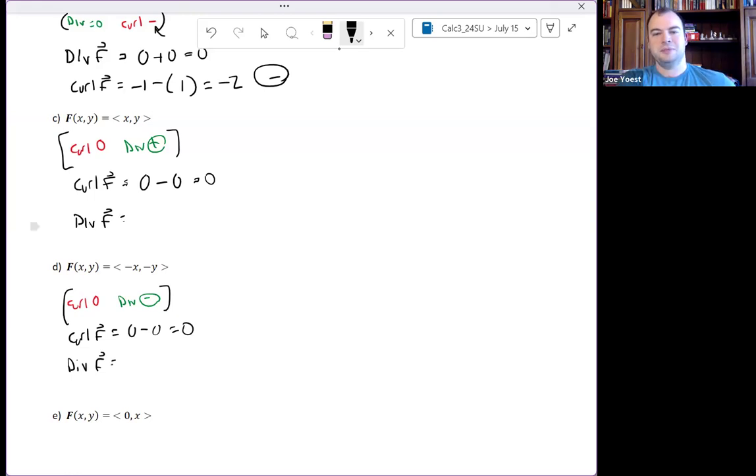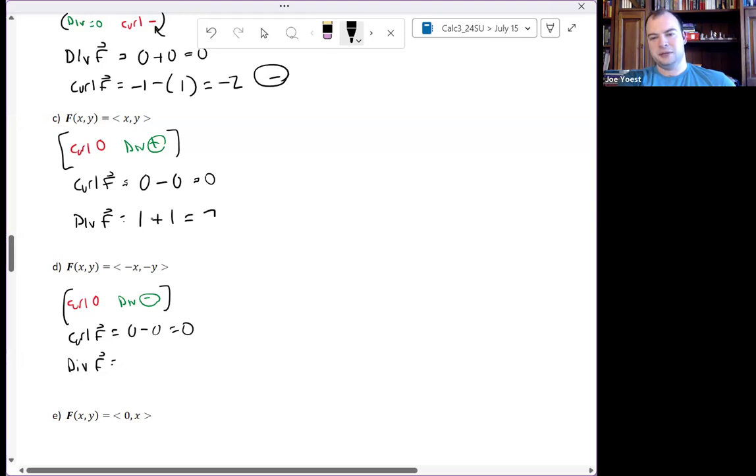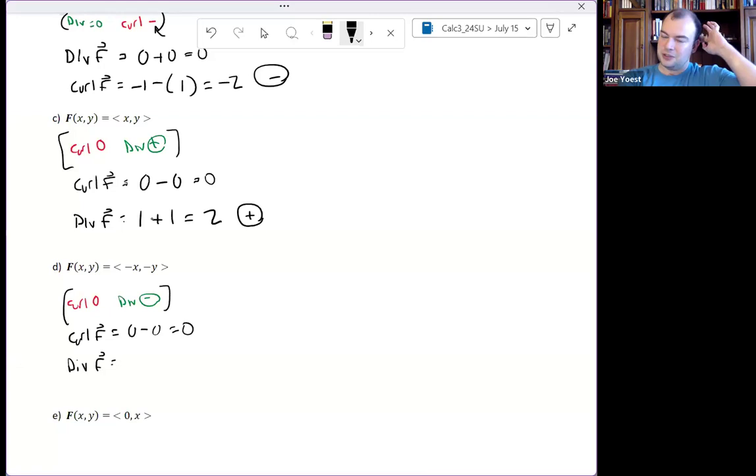And the divergence for the first one, dp dx, the derivative of the first with respect to x is 1, plus the derivative of the second with respect to y is 1. The divergence is 2, it's positive. Again, it's the same number at any point in the field. We picked a simple field to work with. And part D, dp dx is -1 plus dq dy is -1, so -2, is negative, as we expected.